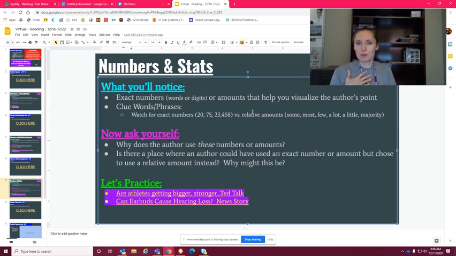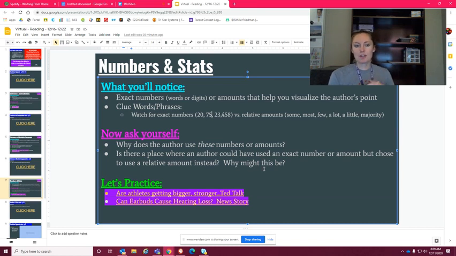So let's go back to what I was talking about, this basketball game. I said there's this basketball game, there were a lot of people there. Whereas I could say, I went to this basketball game and there were over 15,000 people there. That really hits you a little bit different. And when you see those exact numbers, you want to ask yourself these questions. Why does the author use these numbers or amounts? Is there a place where an author could have used an exact number or amount but chose to use a relative amount instead? Why might this be?